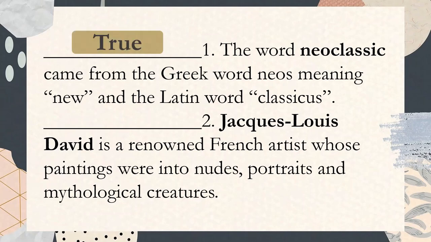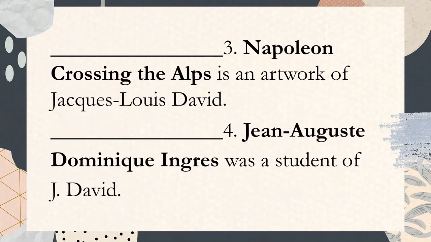2. Jacques Louis David is a renowned French artist whose paintings were into nudes, portraits, and mythological creatures. True or false? The correct answer is false. 3. Napoleon Crossing the Alps is an artwork of Jacques Louis David. True or false? The correct answer is true.